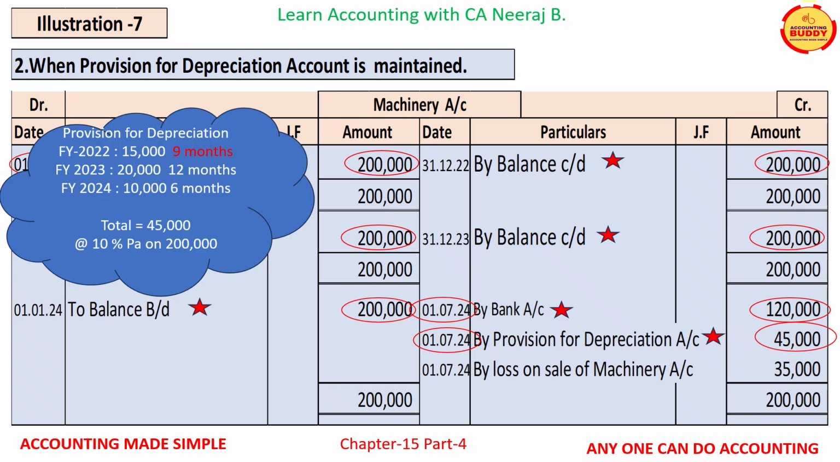Now when we deduct the $165,000 credit side entries from the total of $200,000 debit side balance, we are left with a balance of $35,000, which represents the loss incurred on sale of the machinery, and it is represented by writing the words "By loss on sale of fixed assets" on 1st of July 2024.